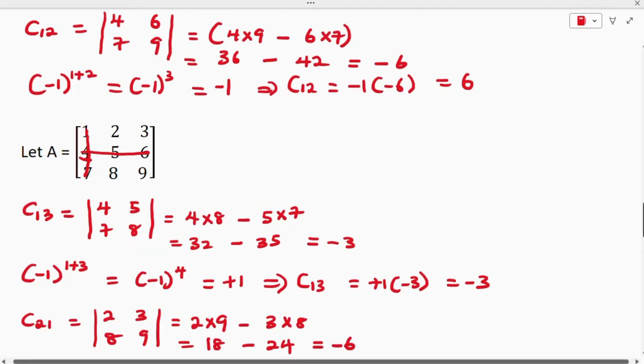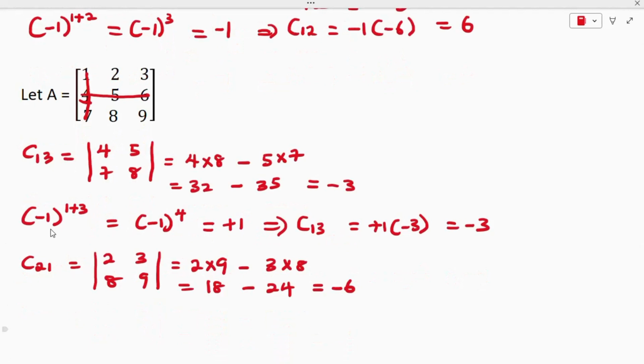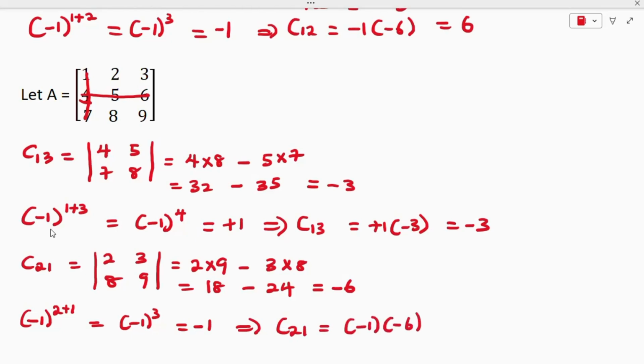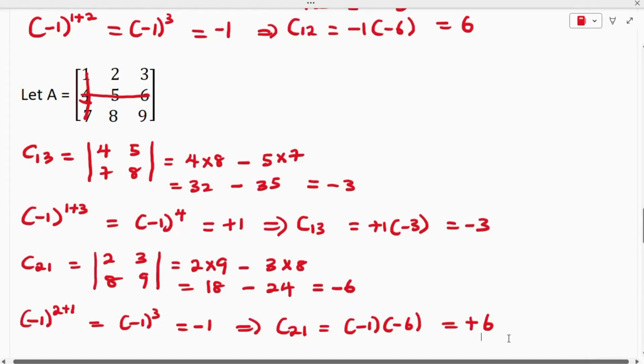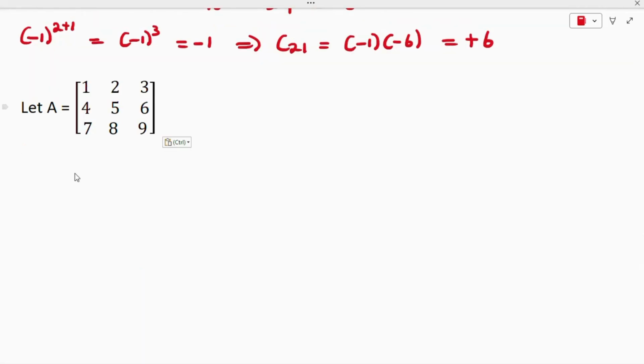6. So let's apply the sign pattern. So applying the sign pattern, we have this to be minus 1 raised to the power of what? 2 plus 1, and this is equals to minus 1 raised to the power of 3, and this is equals to what? Minus 1. So this implies that C21 is equals to minus 1 multiply minus 6, and this is equals to what? Plus 6. So we have that C21 is equals to what? 6. Alright, so we are done with C21. So let's go on to C22.